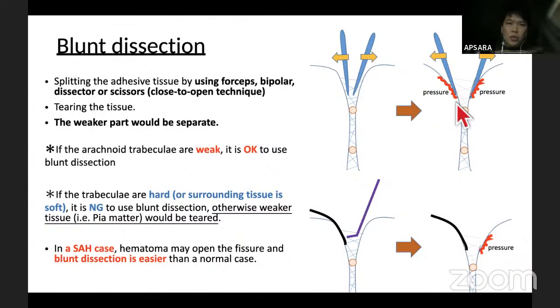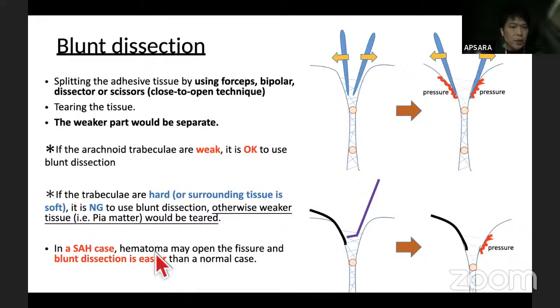So you should use blunt dissection and sharp dissection together. So case by case, you should change which way is better for the brain. So please consider it like this.